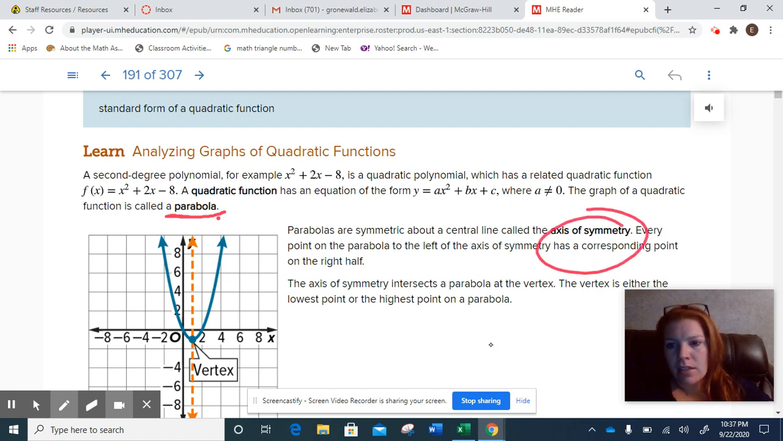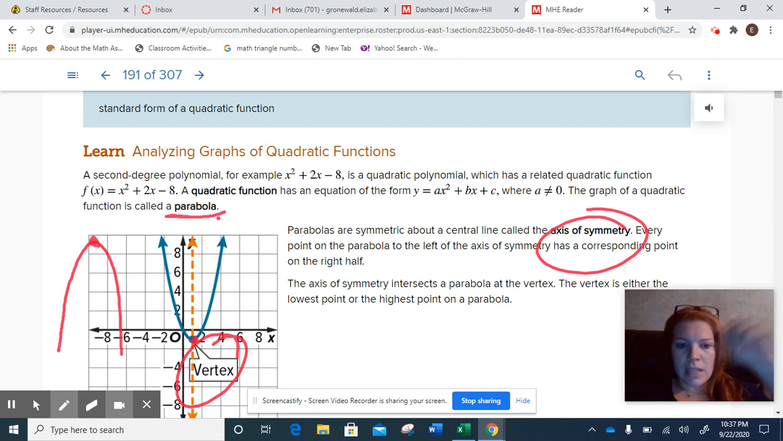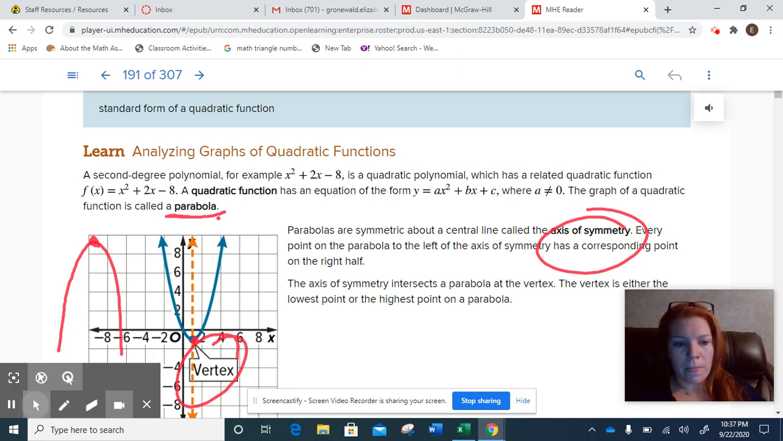That's called the axis of symmetry. Okay. That's your reflection line. Okay. It also has a vertex here at the bottom. That's either your very lowest or your very highest point, depending on if you have an upside down parabola. So that would be the vertex on a downward facing parabola there.